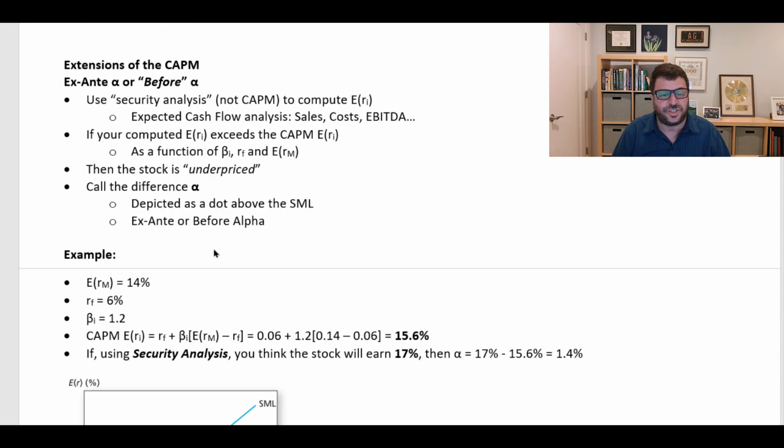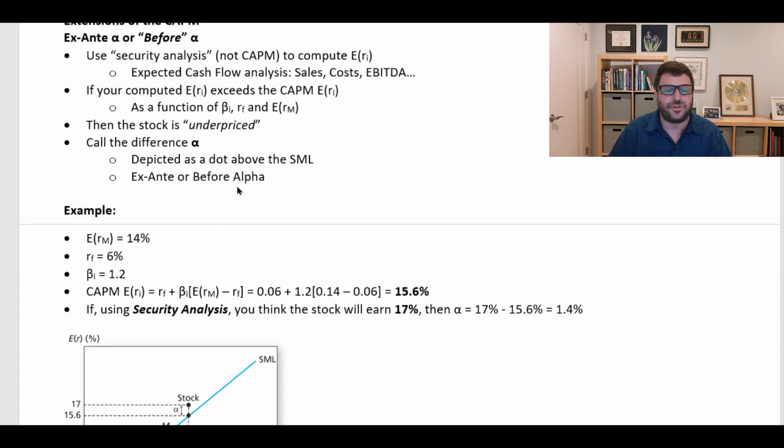So let's look at some of the extensions of the CAPM using this. We're going to look at alpha, before alpha and after alpha. We've already looked at after alpha a little bit when we did that McDonald's regression, but let's look at it now. So here's the idea: I use security analysis, not CAPM, to compute some expected return for some stock I. I look at the expected cash flows, sales, costs, EBITDA, some sort of value, and I find that the computed expected return that I just came up with using security analysis exceeds the CAPM expected return, which is a function of just the beta, the risk-free, and the market. So therefore, this stock is underpriced.